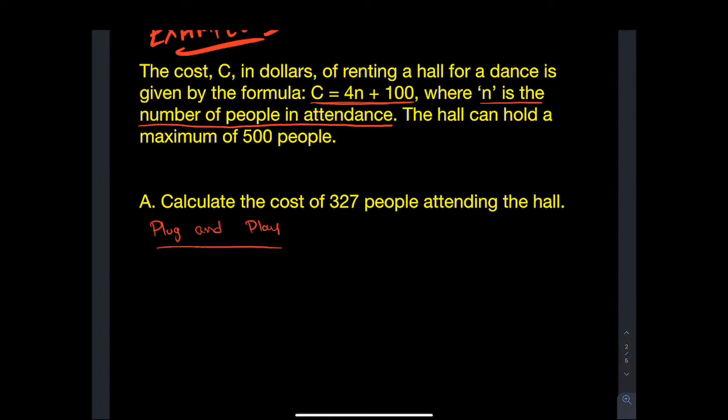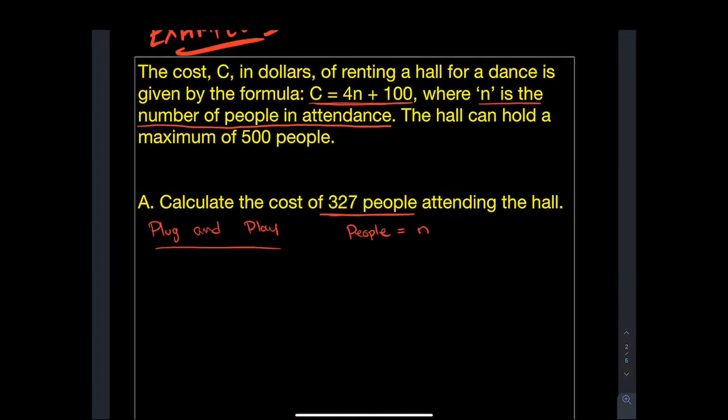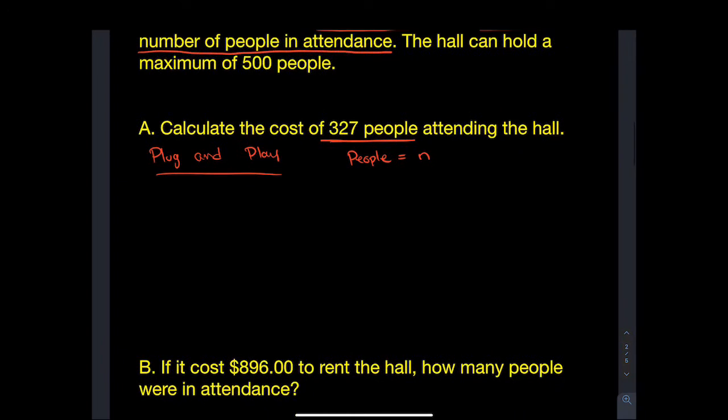So we basically see that we want to put in 327 people. And remember, our people is also equal to our n, right? Look back up here, n was referring to our people. So we're going to be plugging in 327 for n. Let's do that. We're going to write out our equation: C equals 4 times n plus 100.